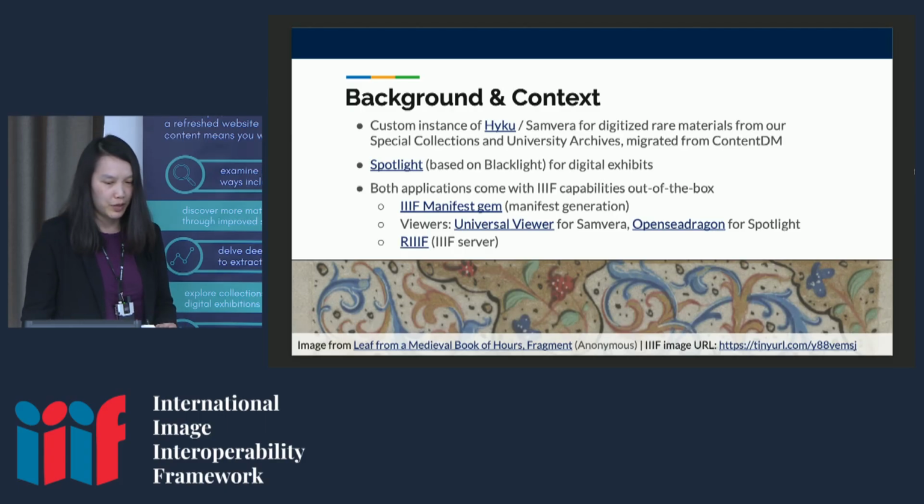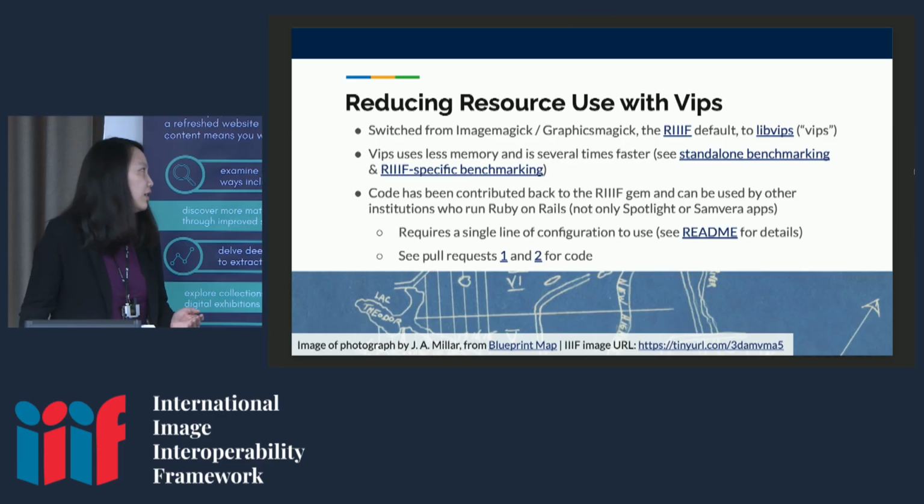And so I'll talk a bit more about IIIF, which is the software that powers the actual image server. So the R stands for Ruby. So IIIF has been in use for quite a while now, and it normally uses ImageMagick as the underlying processor for images, ImageMagick or GraphicsMagick, and we've created an implementation that lets you use libvips or VIPS, which uses less memory and is often several times faster. And so I've included some links and some benchmarking.